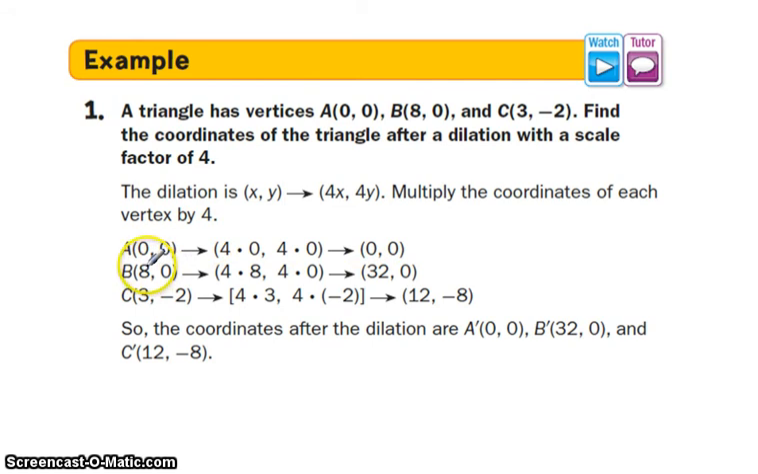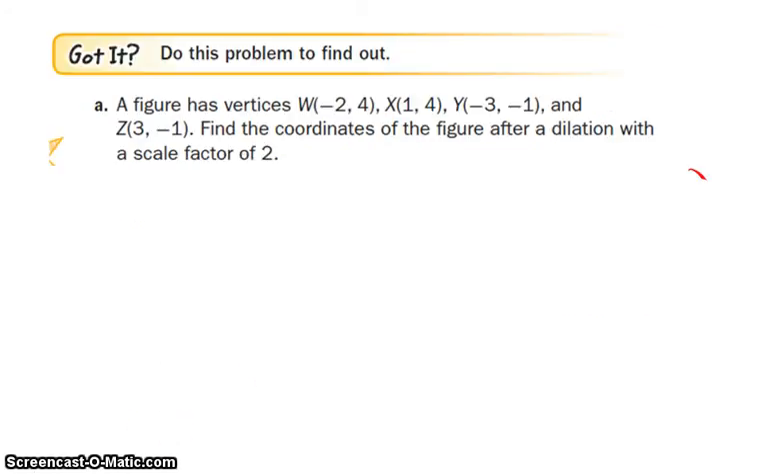B is 8 and 0. If we take 8 times 4, we get 32. 4 times 0, we get 0. So here's our new B. So this is A prime, this is B prime. Then we take C. 3 times 4, negative 2 times 4, gives us 12 and negative 8. So right here, these are our new points. Okay, and we plot them. That's our new image.